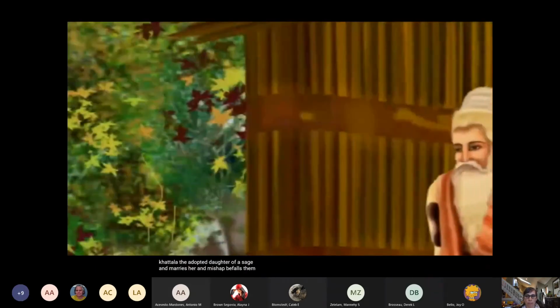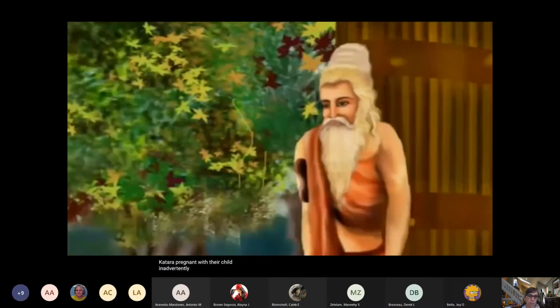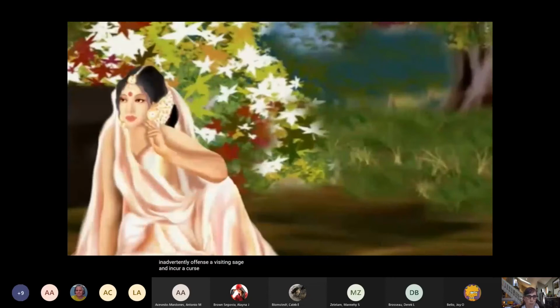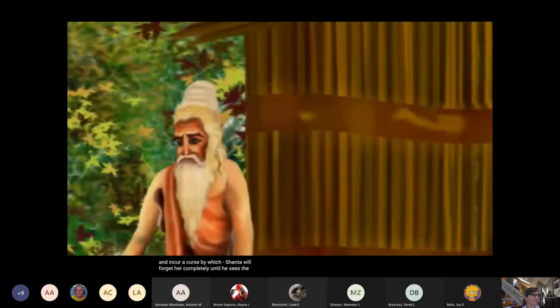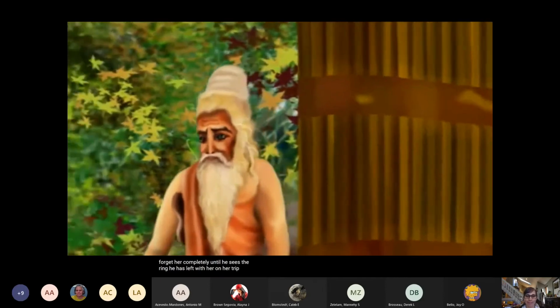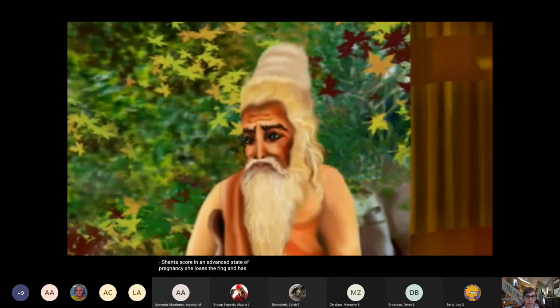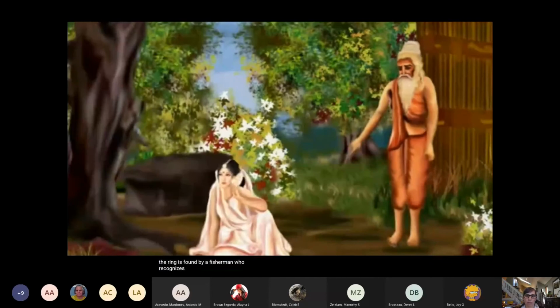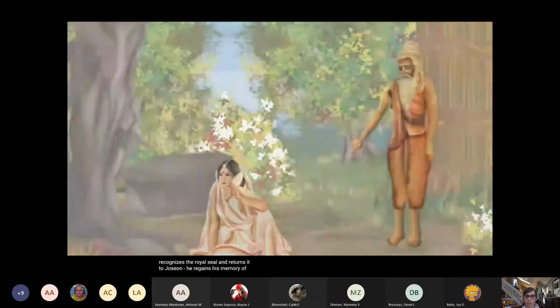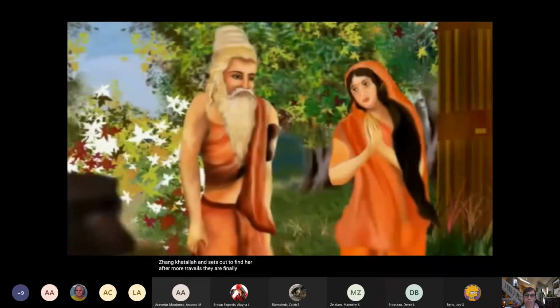A mishap befalls them when he is summoned back to court. Shakuntala, pregnant with their child, inadvertently offends a visiting sage and incurs a curse, by which Dushyanta will forget her completely until he sees the ring he has left with her. On her trip to Dushyanta's court in an advanced state of pregnancy, she loses the ring and has to come away unrecognized. The ring is found by a fisherman who recognizes the royal seal and returns it to Dushyanta. He regains his memory of Shakuntala and sets out to find her. After more travails, they are finally reunited.